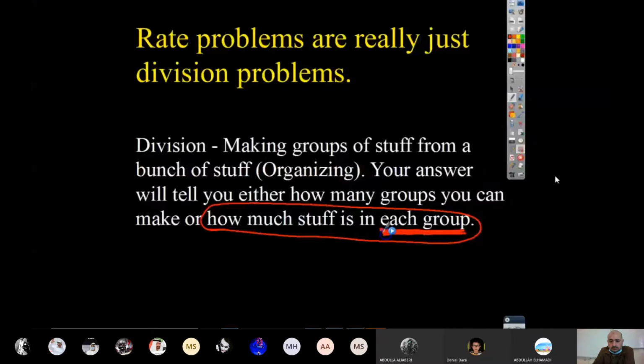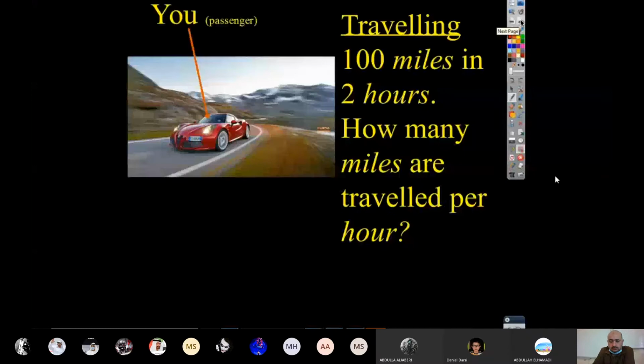So you're driving along in this car, you go 100 miles in 2 hours, and we want to know how many miles are traveled per hour. Well, let's talk about what the total stuff is here. Is the 2 hours the stuff or is the 100 miles the stuff? And which one is the groups? Well, the question tells us: it says how many miles, and then you get this word per hour.